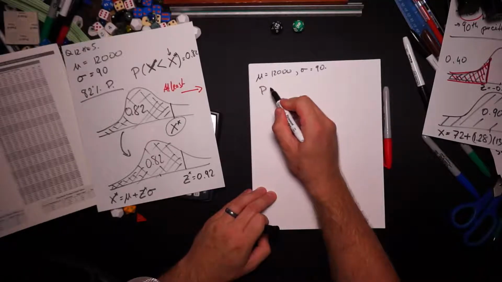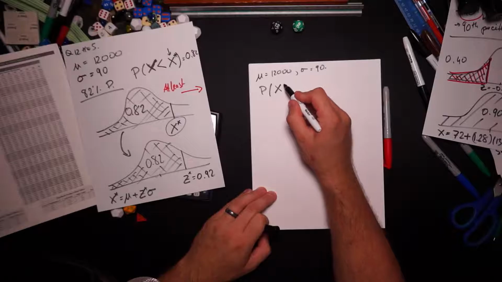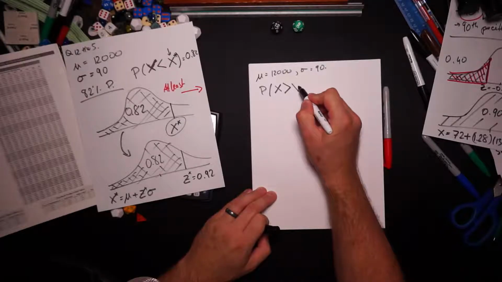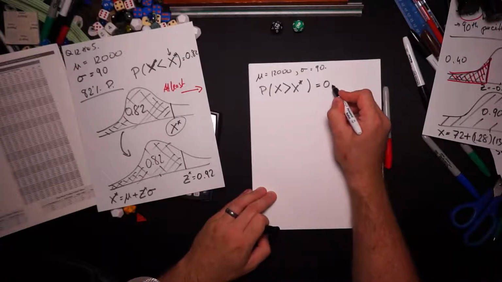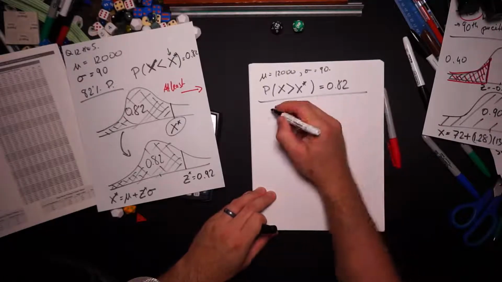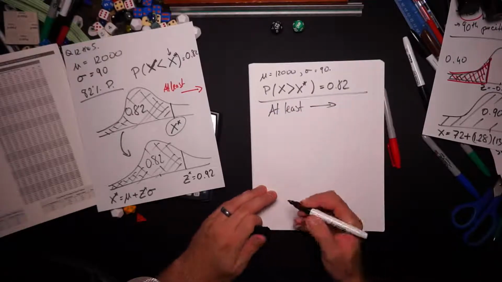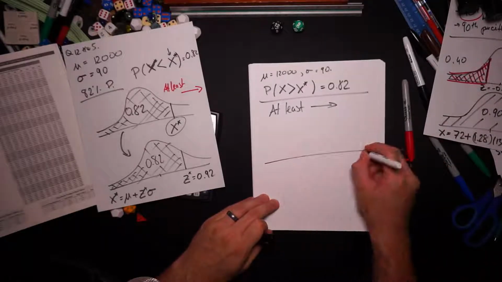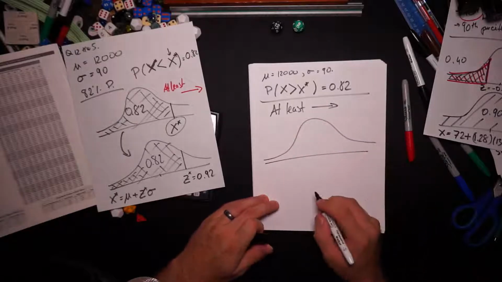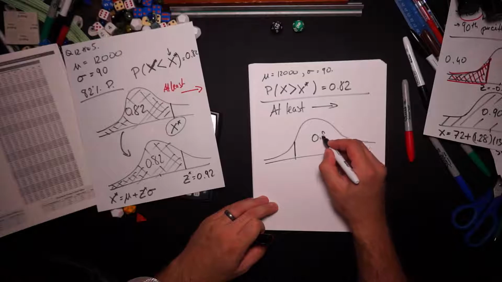So what we're looking for is P where X is at least X star. At least is this way, which means that if at least is this way, then our cutoff point is here, and our 0.82 is here.